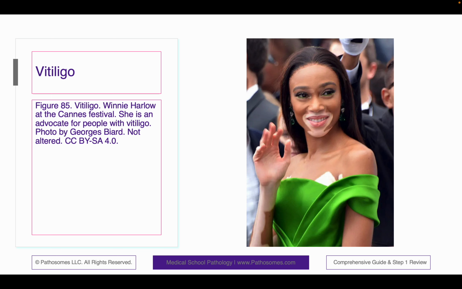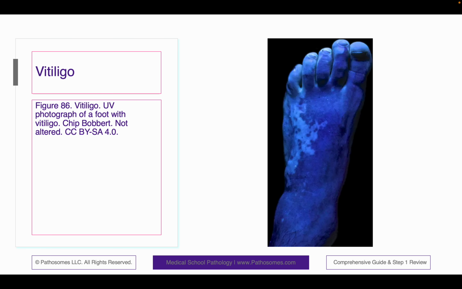And here's a well-known figure in certain circles who has vitiligo. And you'll probably see this with a wood lamp showcasing vitiligo. Not like you can't see that without the wood lamp, right? Am I right?